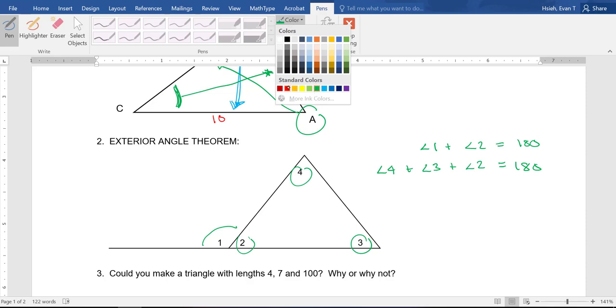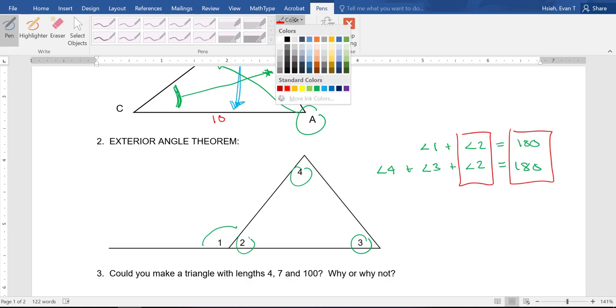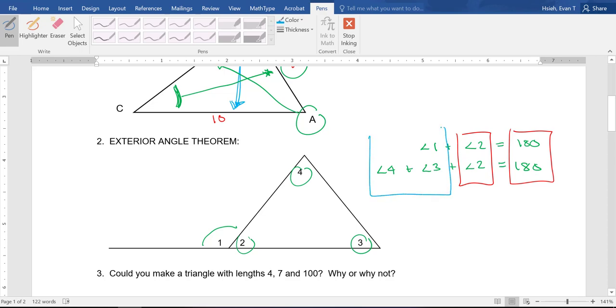And notice, this is the same, this is the same, so therefore, this has to be the same also. So in other words, angle 1, which is your exterior angle, is equal to angle 3 plus angle 4. So the exterior angle is equal to the sum of the two remote interior angles. That's what they're called, remote interior angles.